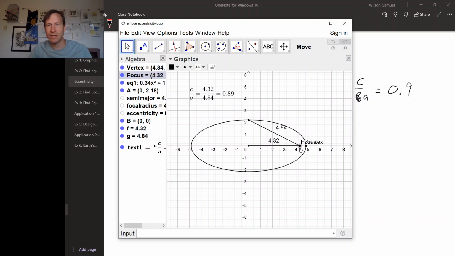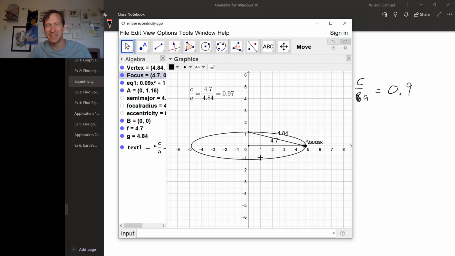And as it gets very close, you can see two things happen. One is the ellipse gets very flat, very stretched out, and also the eccentricity gets larger and larger, closer and closer to 1. When the focus gets all the way to the vertex, then the eccentricity is exactly 1, but also the ellipse sort of degenerates into a flat line. So that's probably not really an ellipse.